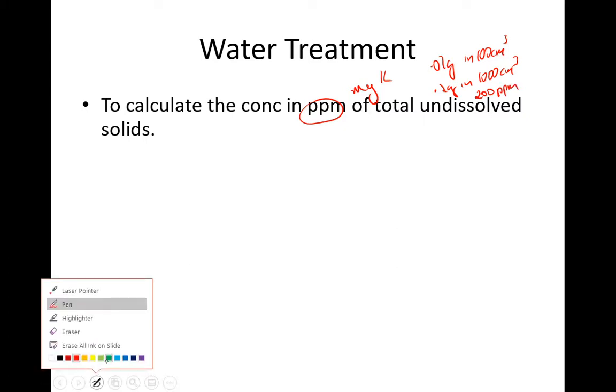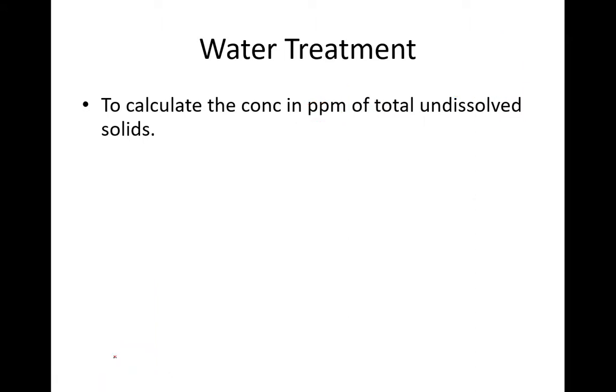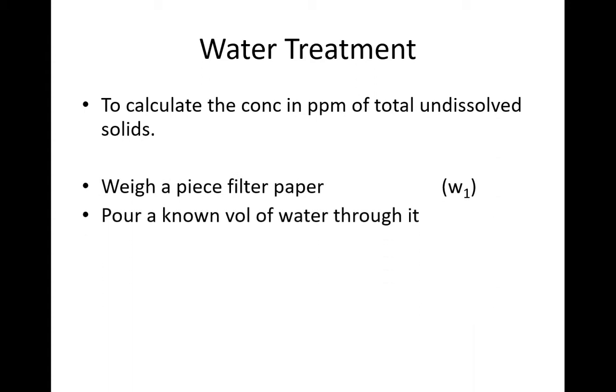Now I'm going to go through a calculation with you in a few moments, so let's just carry on in relation to the procedure. So as we said already, you'll get your mass of a piece of filter paper, you'll record that, you will then pour a known volume, usually 100 centimeters cubed or 250, something that's easy to bring up to a litre.